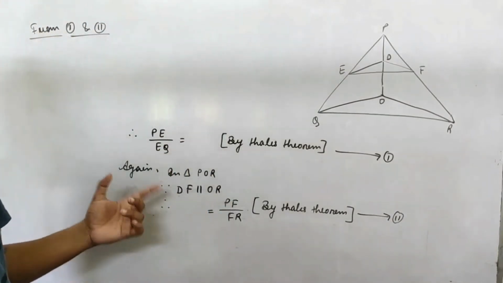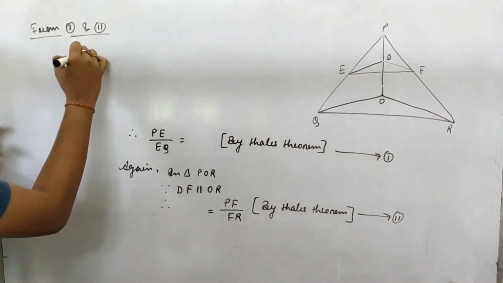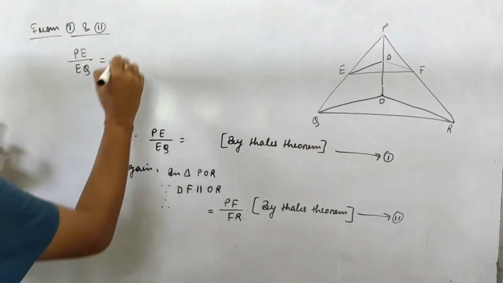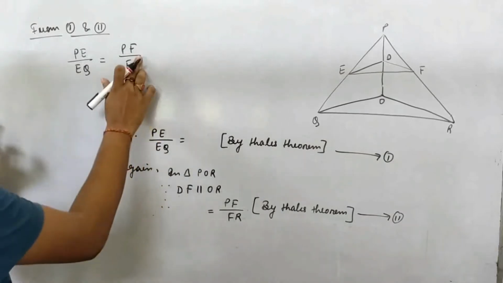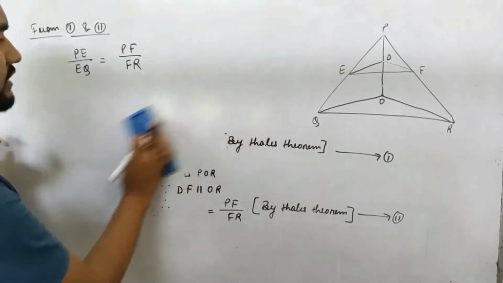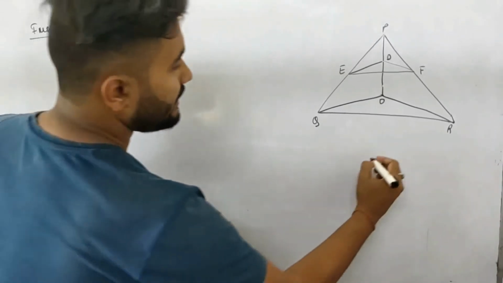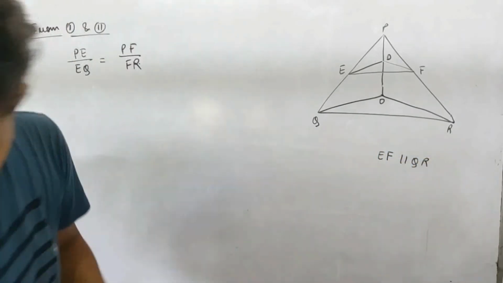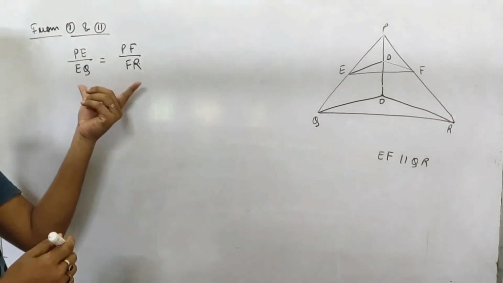So then what will be equal? From 1 and 2, PE by EQ will be equal to what? PF by FR. PE by EQ will be equal to PF by FR. Now what is given to prove? We are given to prove what? EF is parallel to what? I think QR, right? This is what we have to prove. EF parallel to QR.